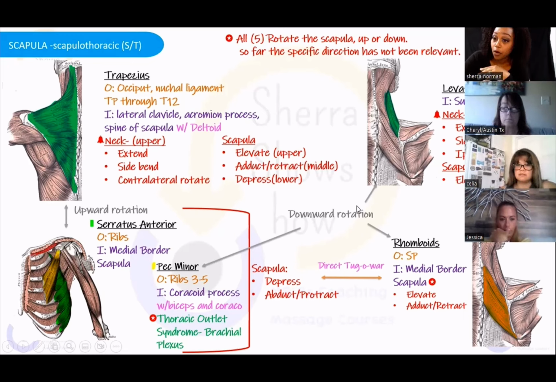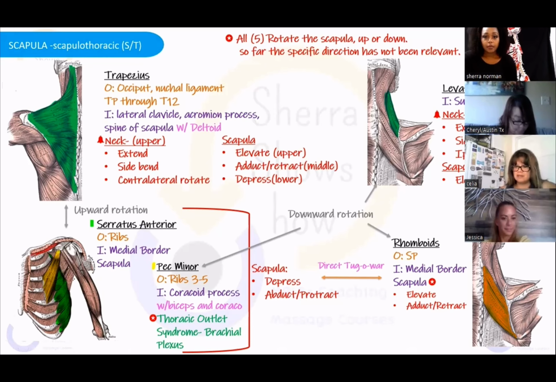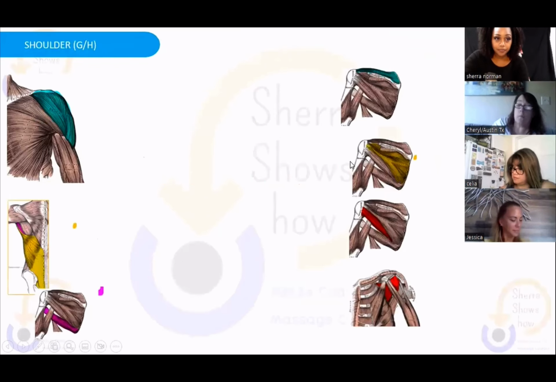It took me till like the 4th class to finally say, okay, I'm going to remember this. I'm going to make the effort to remember it. I've taught it 4 times now. I should remember this at some point. All right. So that's the scapula.